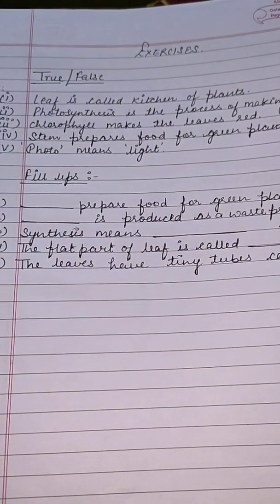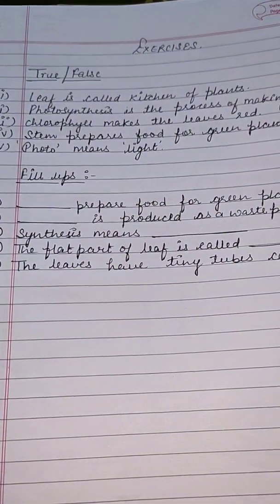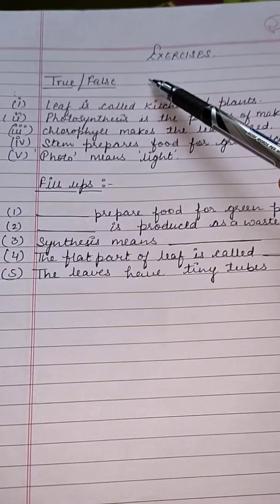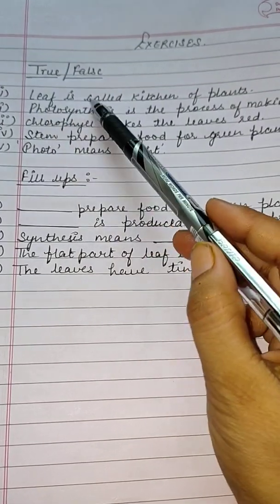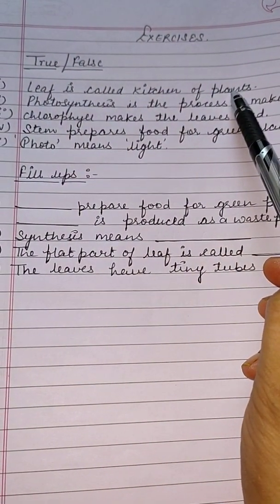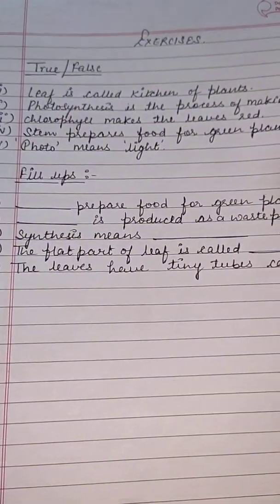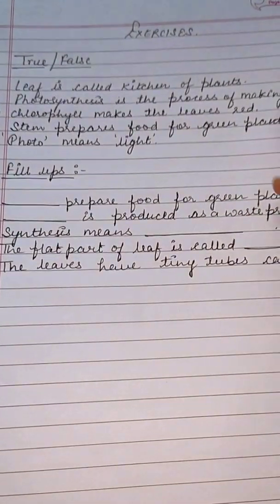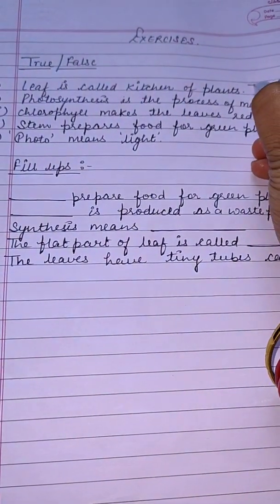Now we will do some exercises. First exercise is true or false. Leaf is called the kitchen of the plant. Is it true or false? Yes, because leaves make food for the plant, so it is true.